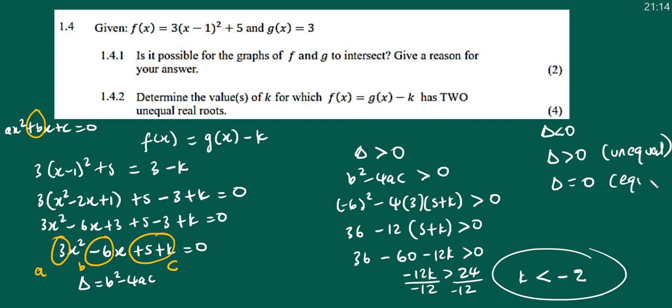Here it's equal. If they say unequal and irrational, or they just say rational, you know that you have to solve for this and check whether it's a perfect square.